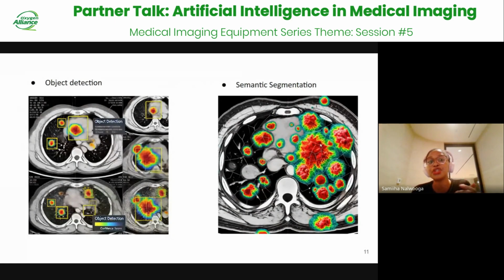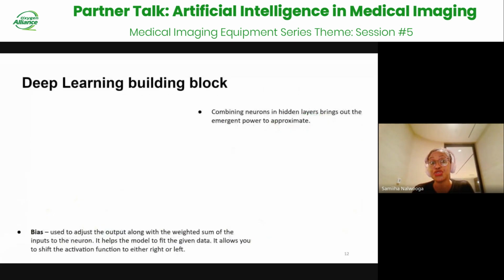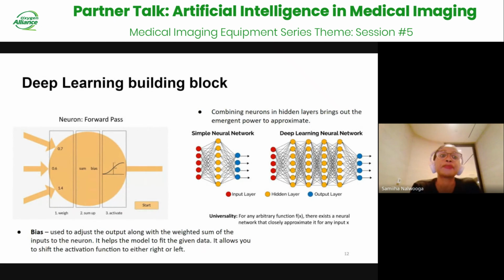And for semantic segmentation, it will be able to identify those particular parts that are cancerous or have a tumor, then draw a mask around it or a segment around it. So that's all thanks to the ability of AI through computer vision. So what is the building block of deep learning? Like I said, if you go back to my previous slides, computer vision is aided by a branch of AI called machine learning, and specifically we're looking at deep learning. I hope I make sense.